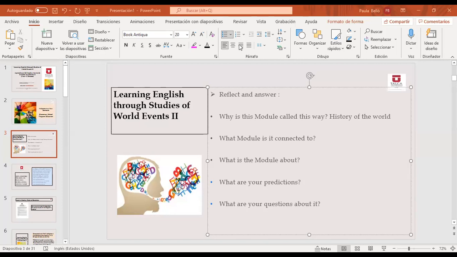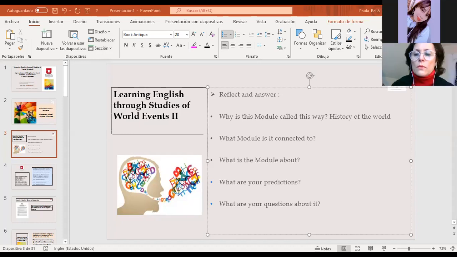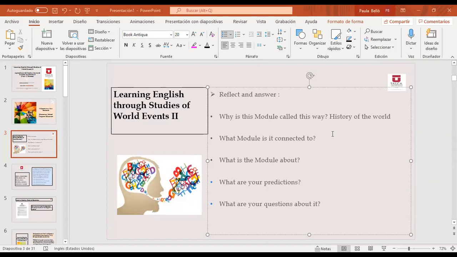What do you think? Can you see a pattern of the modules you have been attending? ¿Ven un patrón en los módulos? It is connected to? Events 1. Yes, exactly, Vanessa. It is connected to Learning English Through Studies of World Events 1, and also to which other group of modules? Yes, how people see the world. Excellent, Catalina. Yes, how people see the world.